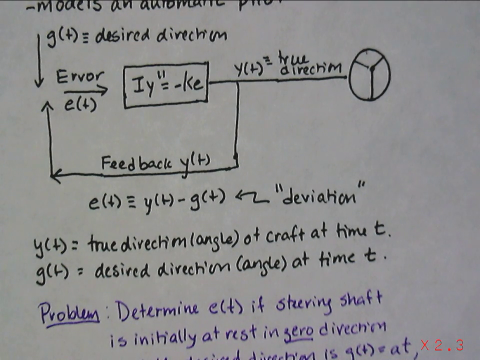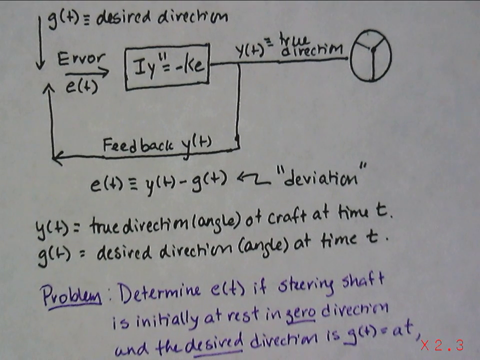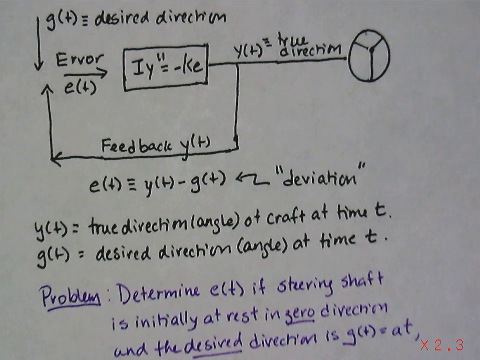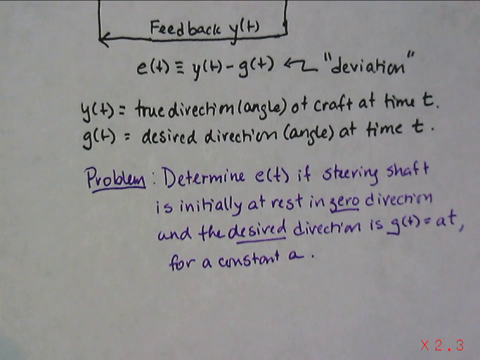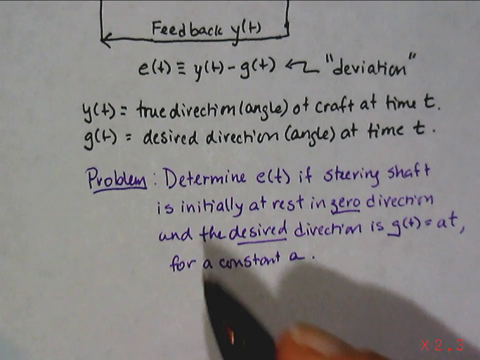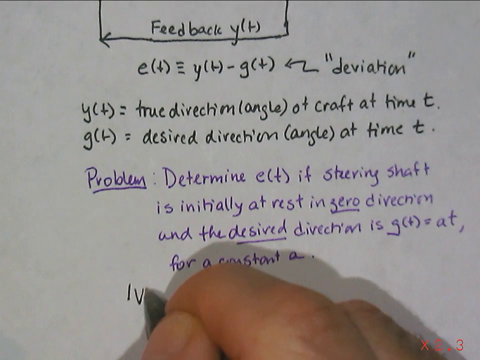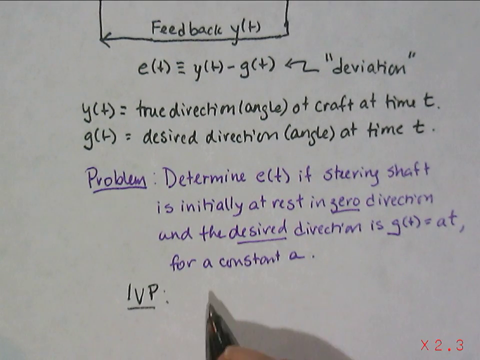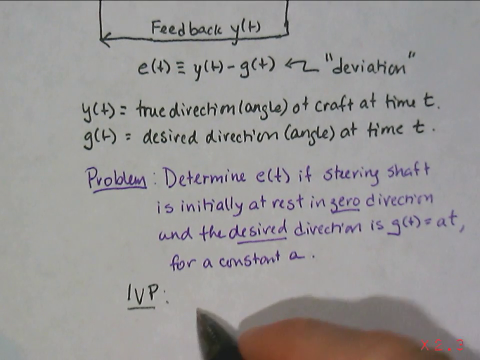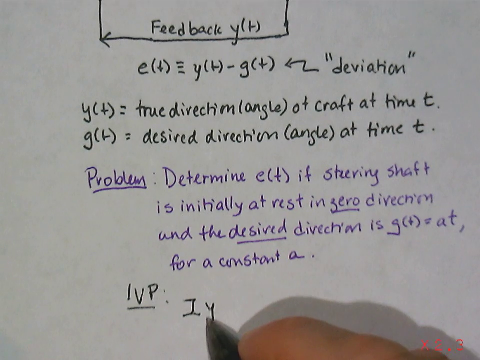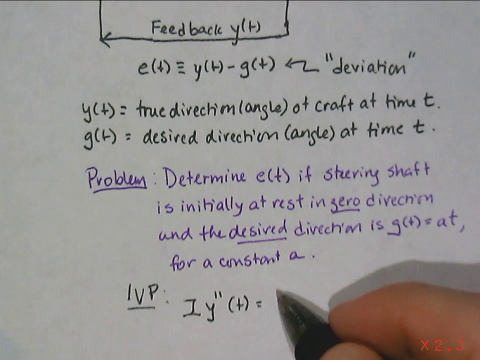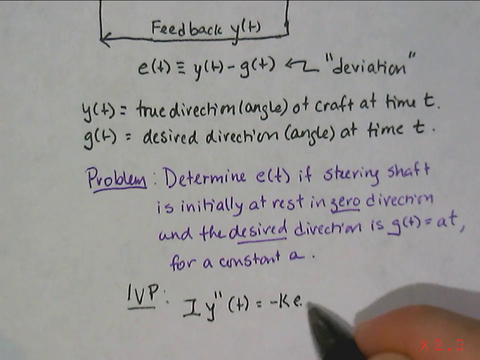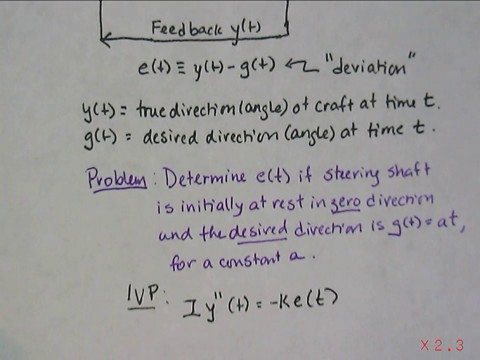Okay? All right. So what we're going to do is start off by looking at how to solve the problem as an IVP. So we'll go ahead and write down what the IVP would look like for this particular problem. All right. So with Newton's second law, we have I times y double prime of t equals minus k, that constant, times the deviation function, which we're trying to find.